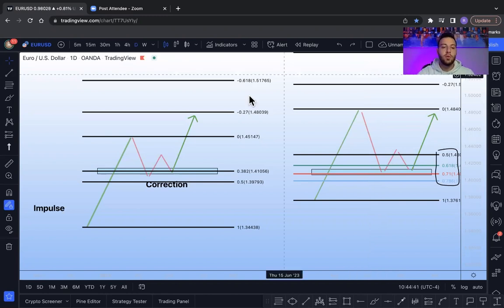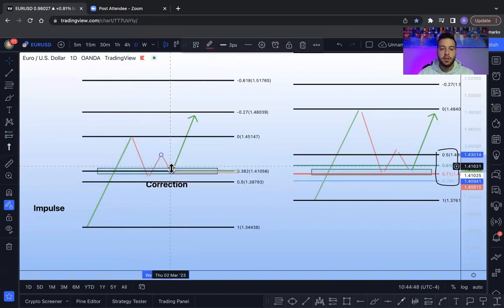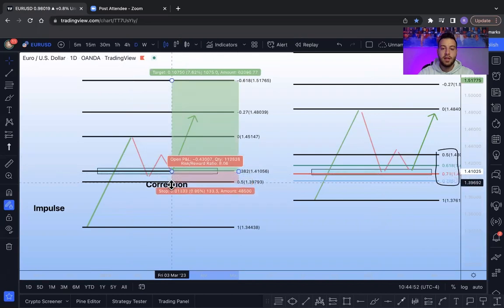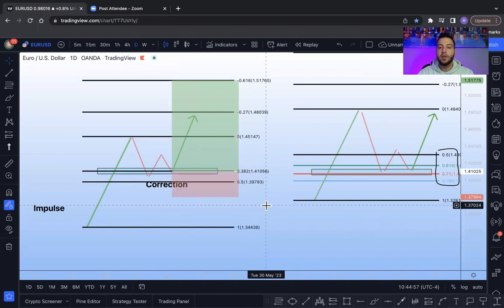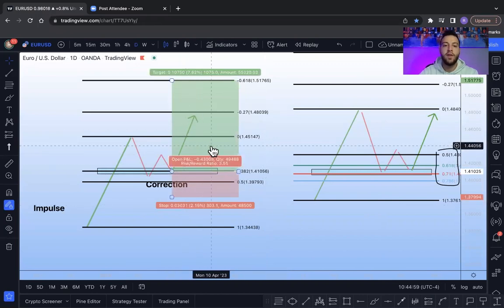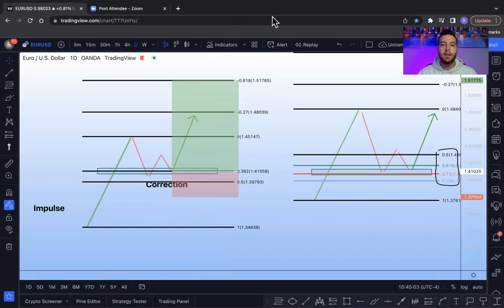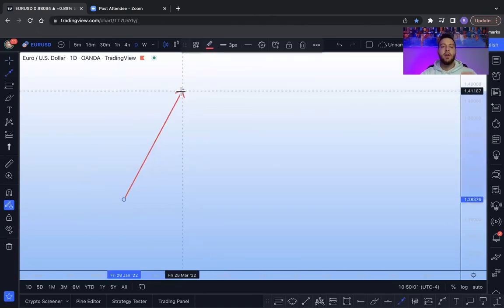The way this works is when you measure a recent impulse and you find the entries at these Fibonacci levels, you'll be placing your entry at the Fibonacci, your take profit at the extension, and your stop loss below a previous area of structure or below another Fibonacci level. So it's a very straightforward way of how to use the Fibonacci retracement tool to find entries and exits in the market.